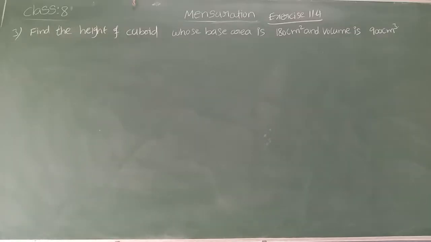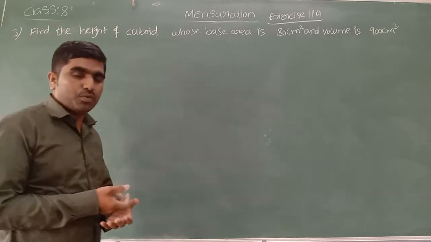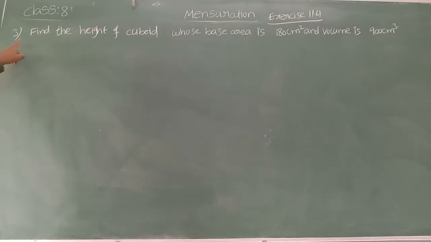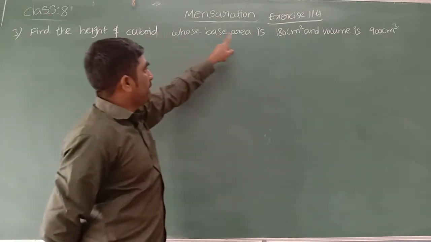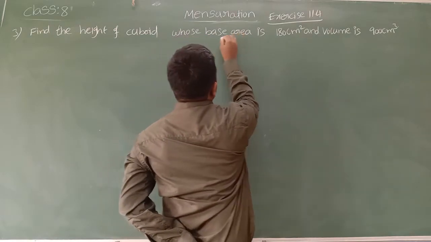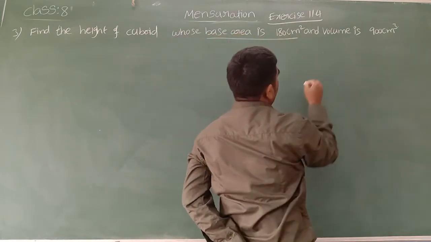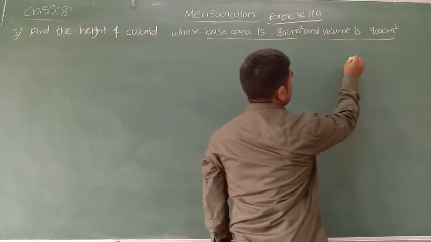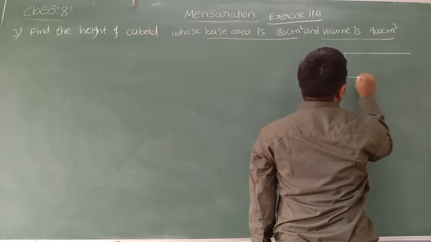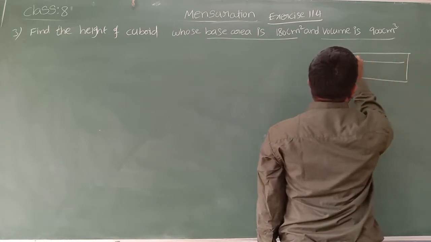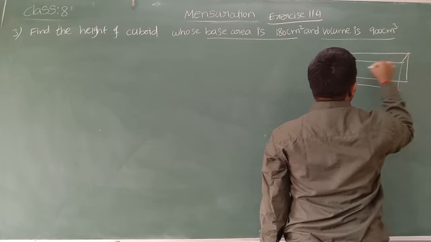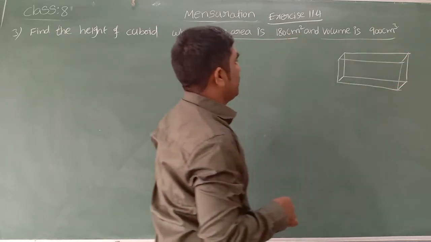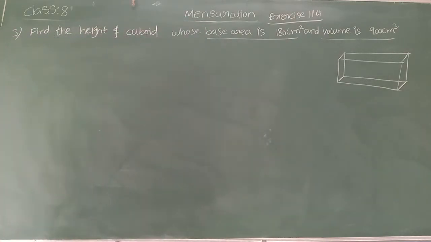Yes, children, we have some problems based on the volume of a cuboid and cylinder. From exercise 11.4, let us see the third one, beta. Find the height of a cuboid whose base area is 180 centimeters square and volume is 900 cubic centimeters. This question is about a cuboid. Let us take the cuboid first, and they gave here the base area of the cuboid is 180 centimeters square. Asking you the volume.